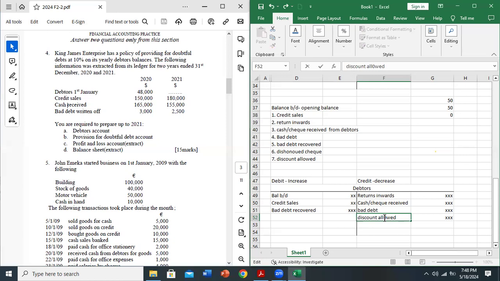Okay. Remember, the focus is on the debtors account, right? So I was explaining the dishonored check.